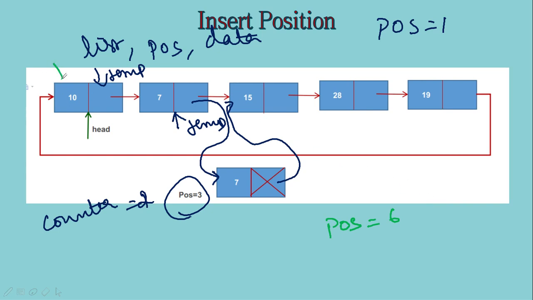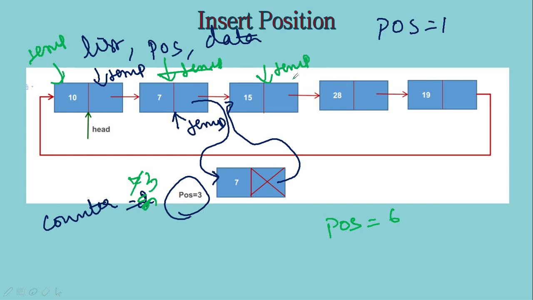So let us discuss that case when your temp is at the first node and your counter is 1, right? Check whether your temp is at the last node, no. Whether your counter is 1 less than the position, no. So you move the temp to the next node and increment the counter. Temp is at the last node, no, and your counter is 1 less than the position, no. So increment the counter and move your temp to the next node.